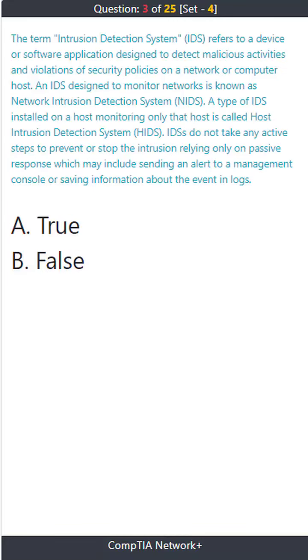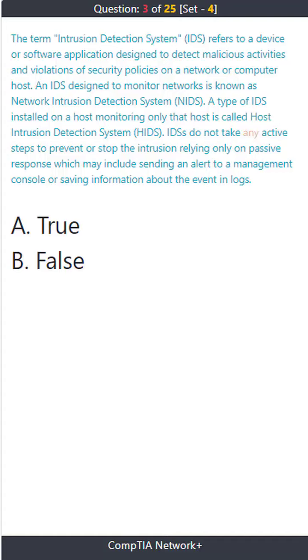Question 3. The term intrusion detection system, IDS, refers to a device or software application designed to detect malicious activities and violations of security policies on a network or computer host. An IDS designed to monitor networks is known as Network Intrusion Detection System, NIDS. A type of IDS installed on a host monitoring only that host is called Host Intrusion Detection System, HIDS.